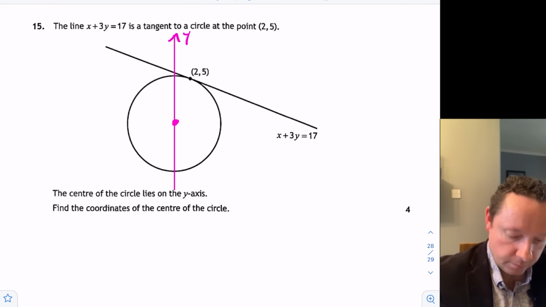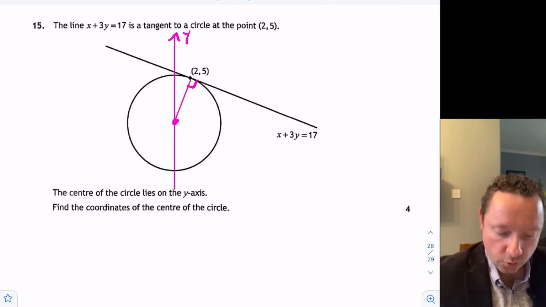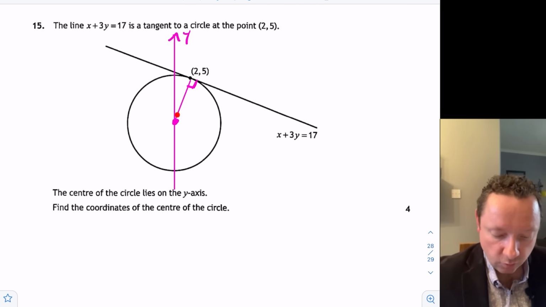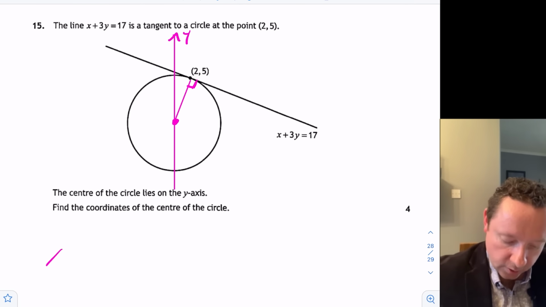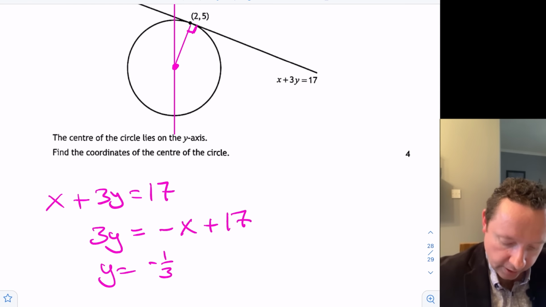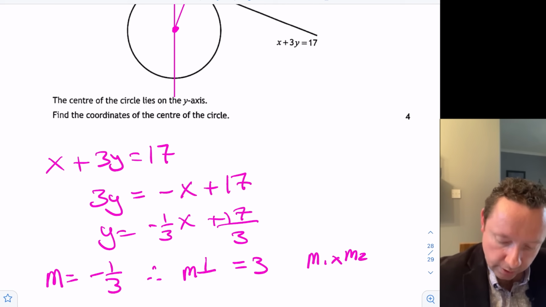Where's our centre here? We know that the radius meets the tangent at right angles. So if I knew the gradient here, I would automatically know this. So let's start on that point. We've got x plus 3y equals 17, so 3y equals minus x plus 17. y equals minus a third of x plus 17 over 3. The gradient of that is minus a third, and therefore the gradient of the perpendicular is equal to 3, because m1 times m2 equals minus 1.